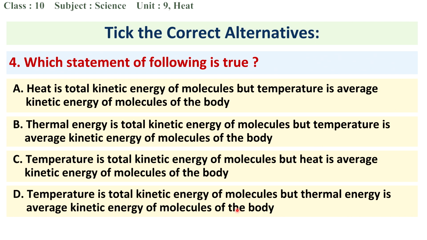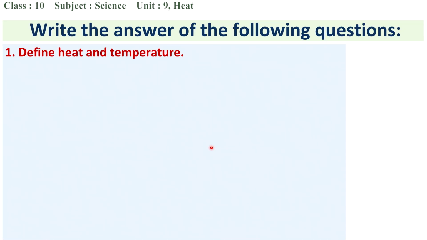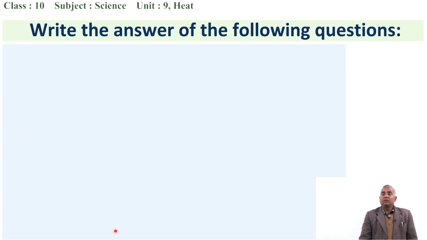You guessed? Not guess. You have to find out. Yes, one by one. That is B number. Thermal energy is total kinetic energy of molecules, but temperature is average kinetic energy of molecules of the body. Okay, here are some questions which you have to copy in your exercise book and then answer. This answer you have to show your teacher.